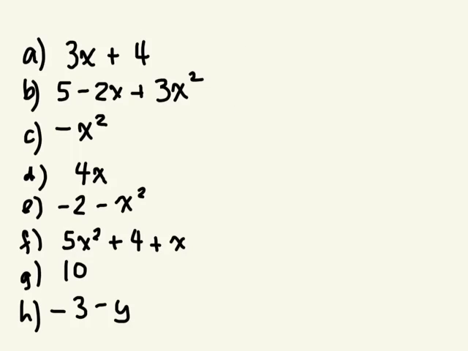Trying to figure out how many terms each of these expressions have. And like I said, a term is separated just by plus or minus. So 3x is actually one term because there's no plus or minus in between that. What operation is 3x? Multiplication. So that's one term. And then what's the second term in the first expression? Plus 4. So therefore this has two terms.